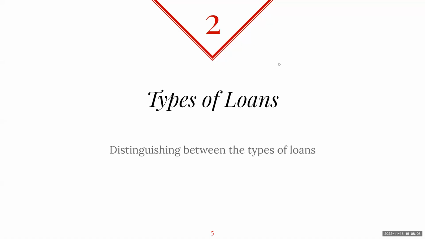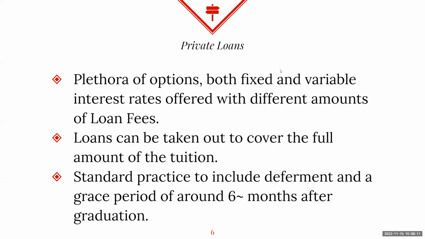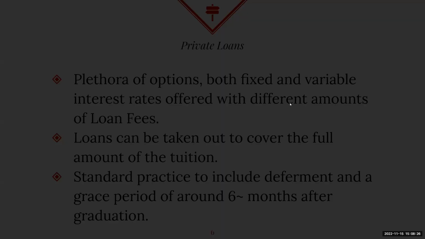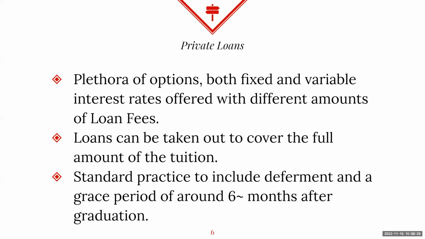So let's go over the types of loans. There are two types of loans. There are private loans with a plethora of options, all of them with a mix of variable and fixed rates, or just a piece of both. Loans can be taken out to cover the full amount of the tuition, and the standard practice for most private loans is to include deferment and a grace period of around 6 months after graduation. So you won't be paying interest during that period until after 6 months of school.